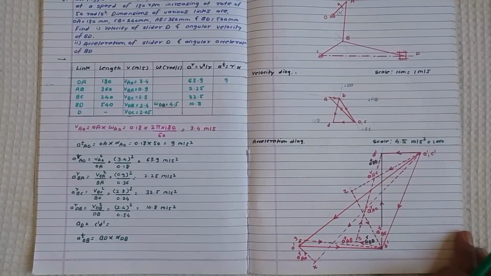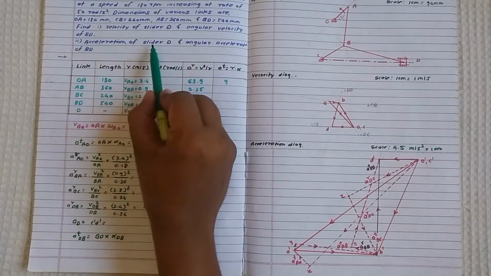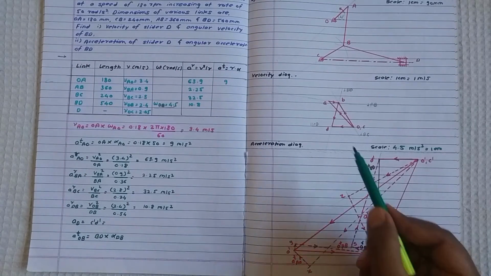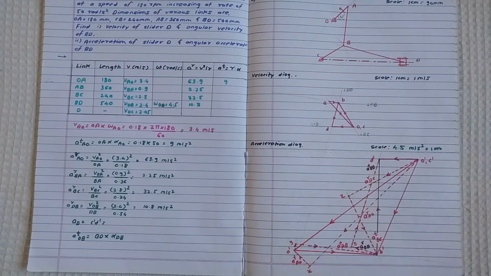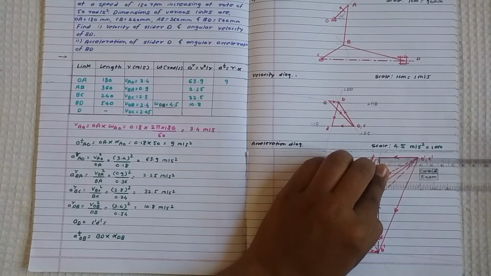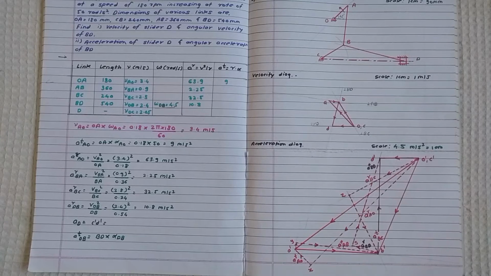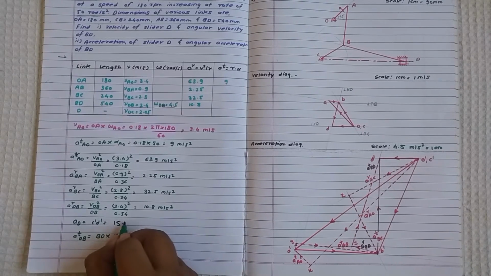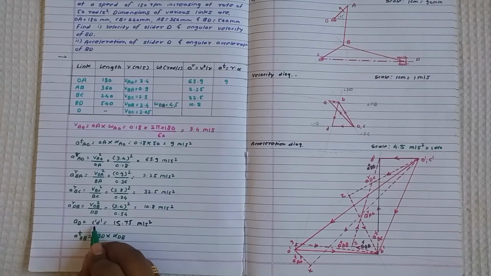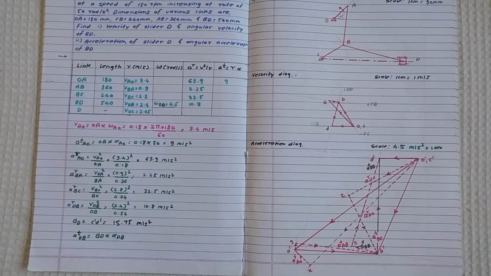Now the calculation part. It is asked to find the acceleration of slider D and the angular acceleration of BD. Acceleration of D means length O dash D dash. Let us measure O dash D dash. It is 3.5 multiplied by scale, that is 4.5, so it is coming 15.75 meter per second square. Acceleration of D is 15.75 meter per second square, and then the angular acceleration of BD, alpha of BD.